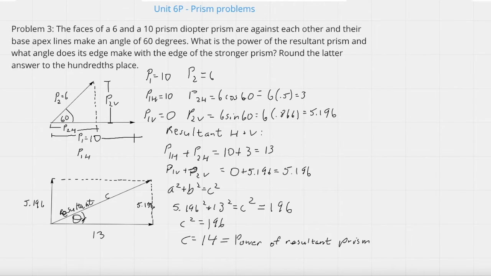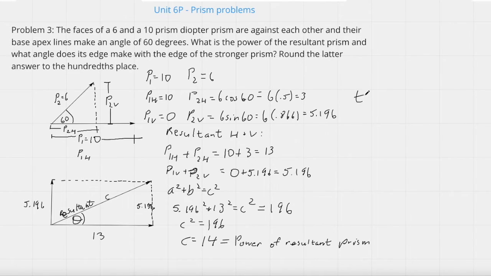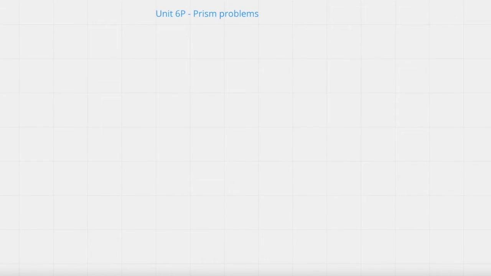Now, to figure out the angle between this resultant prism and the horizontal, which is angle theta, you can see that the tangent of theta is 5.196 divided by 13, opposite over adjacent, and we get an angle of 21.79 degrees.